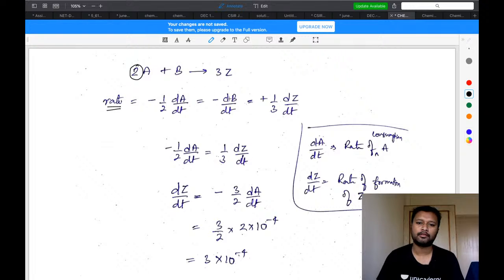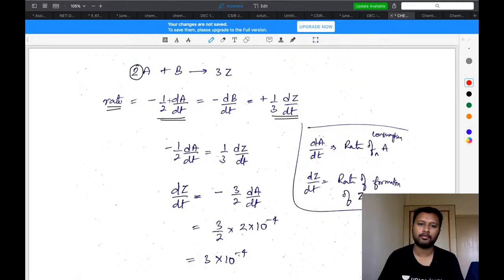B will be dB by dt, and the minus sign shows that it's on the reactant side. Since there is no coefficient, nothing will be taken in the denominator. Z is on the product side, so dZ by dt, the coefficient is 3, so 1 by 3 is written. The plus sign shows that it's on the product side. So remember this: minus sign for the reactant, plus sign for the product. You just have to relate this and this, that's all.